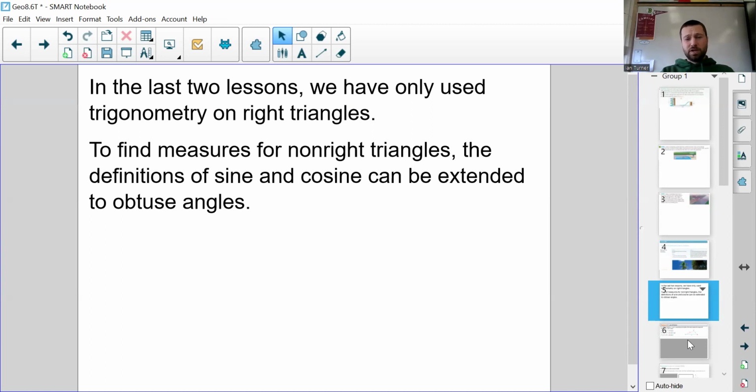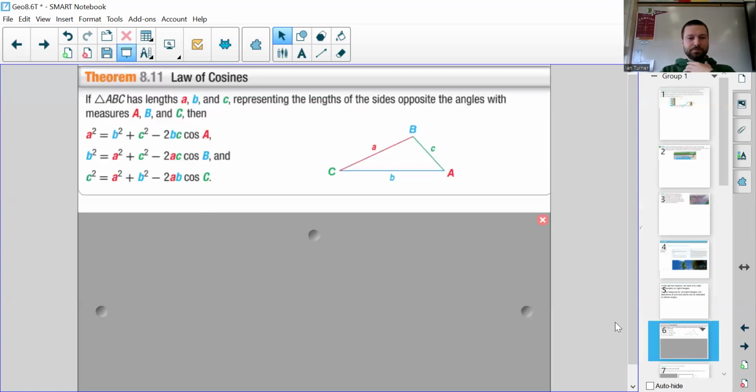We're going to start with the law of cosines. This looks really scary. It's not that bad, okay? So here's the law of cosines. The law of cosines says if triangle ABC has side lengths lowercase a, b, c, and the angles are represented by big A, B, C, here are the law of cosines. Now, you don't need to write all three of these down, but write one of them at least.